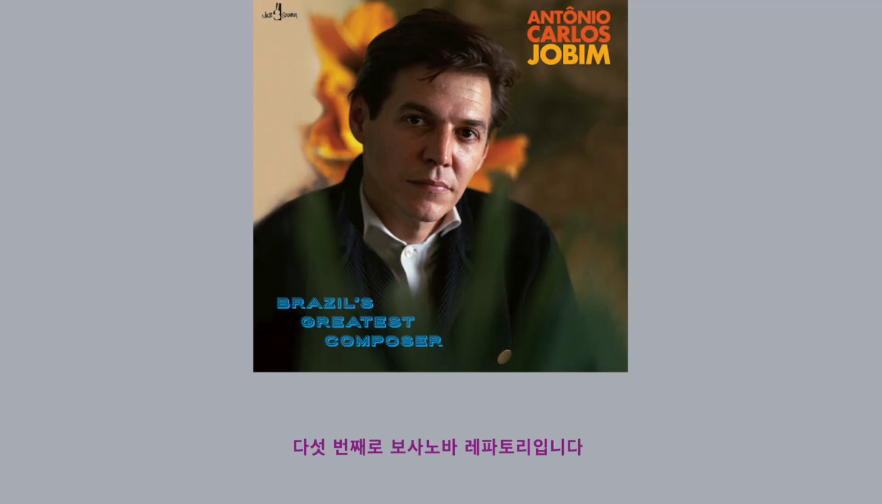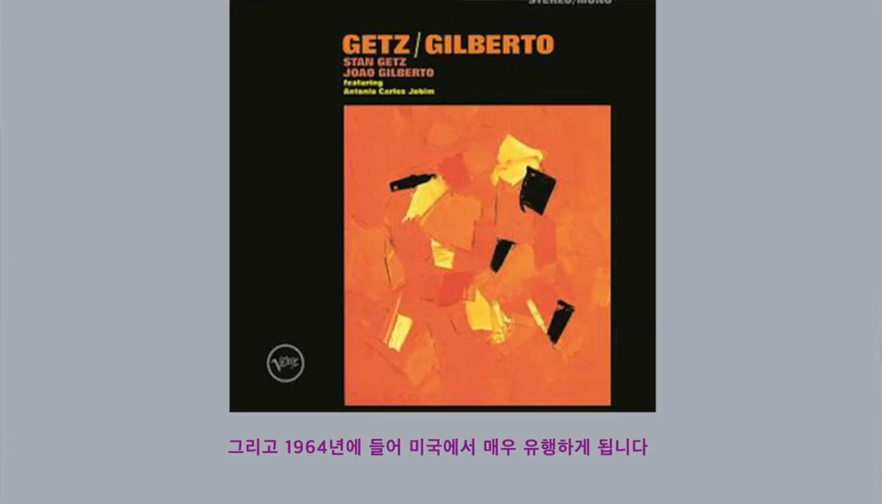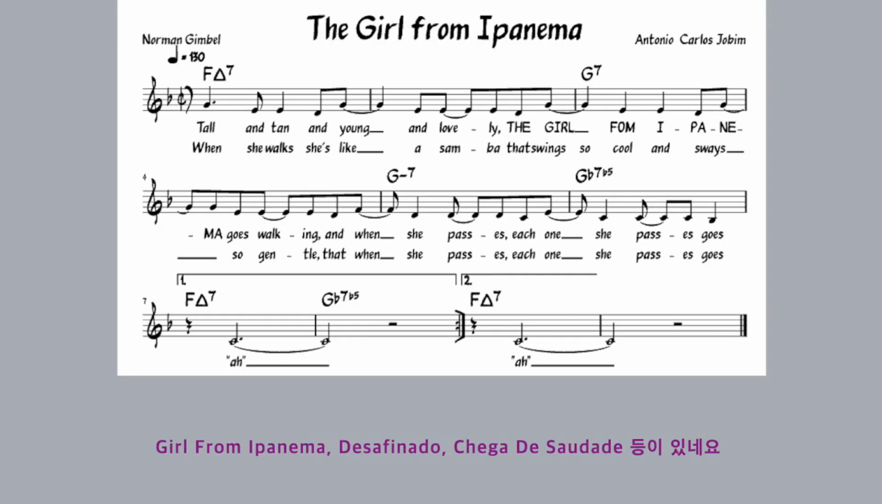Fifth, Bossa Nova repertoire. Bossa Nova emerged in Brazil around 1957 and became extremely popular in the US around 1964. After that, many of Antonio Carlos Jobim's tunes became essential jazz repertoire: The Girl from Ipanema, Desafinado, Chega de Saudade, and more.